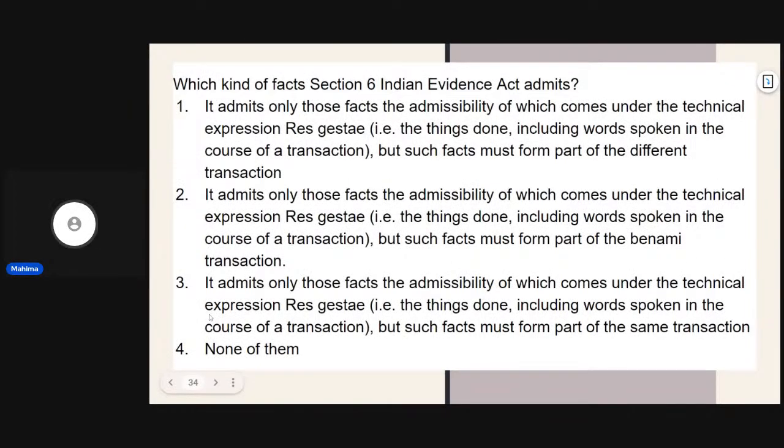Okay, let's move ahead. In which kind of fact does Section 6 of the Indian Evidence Act admit? It admits only those facts, the admissibility of which comes under the technical expression res gestae, that is, the things done, including words spoken in the course of a transaction. But such facts must form part of the different transaction. It admits only those facts, the admissibility of which comes under the technical expression res gestae, but such facts must form the part of Benami transactions. It admits only those facts, the admissibility of which comes under the technical expression res gestae, but such facts must form the part of the same transaction. None of the above.